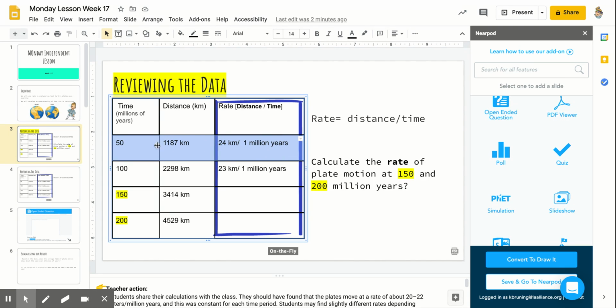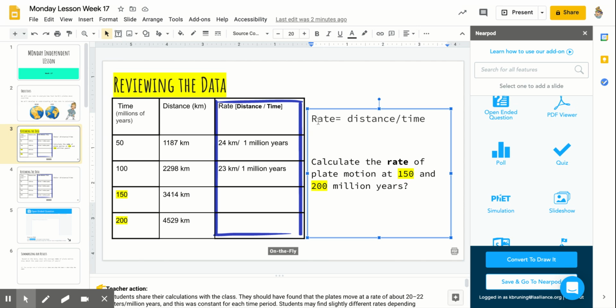So we're looking at calculating the rate the plates moved at 50 million years. In order to do that, we want to use our equation, which is rate equals distance divided by time. The slash sign is a symbol for division. So distance over time, or distance divided by time, because rate is something where you measure how far something can travel in a certain period of time.